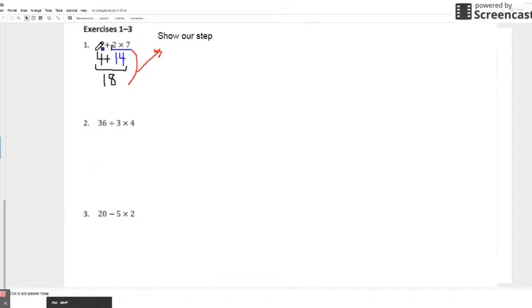So once again, going to show our steps. This is what I'm doing first. I like to box them in to show what's going on, and because it cuts it off. 36 divided by 3, hopefully, is 12.